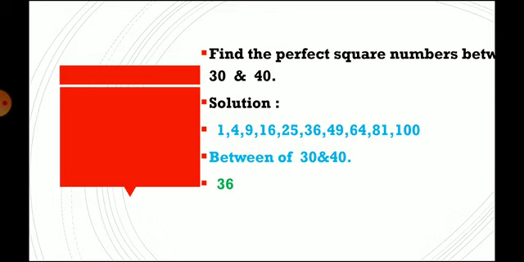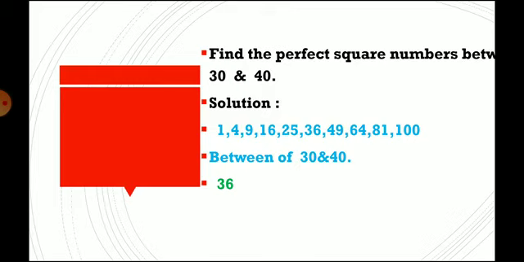Find the perfect square numbers between 30 and 40. You know the values of the square numbers, right? So now you want to find which number is a perfect square between 30 and 40. First we write the square numbers: 1, 4, 9, 16, 25, 36, 49, 64, 81 and 100. Which number can come between 30 and 40?